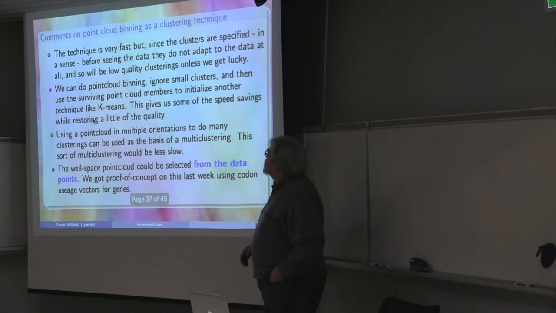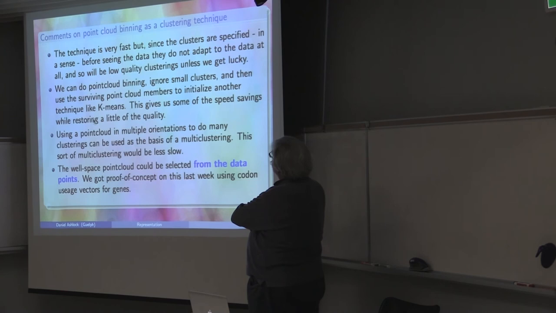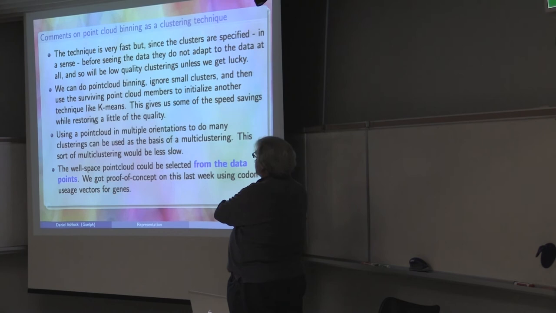Okay, so the technique is really fast, but since the clusters are specified in a sense before seeing the data, they don't adapt to the data at all. So they'll be low quality clusterings unless we get lucky. We can do point cloud binning, ignore small clusters, and then use surviving point cloud members to initialize another technique, like k-means. That's an example of a way to give k-means really good centers, and it makes k-means converge much faster. Using a point cloud in multiple orientations to do many clusterings can be the basis of a multi-clustering. That sort of multi-clustering would be a lot less slow.